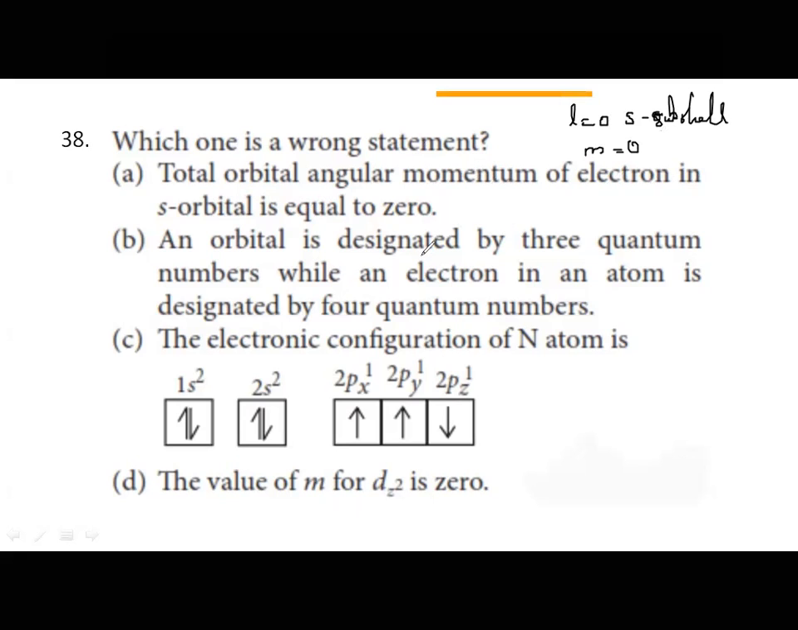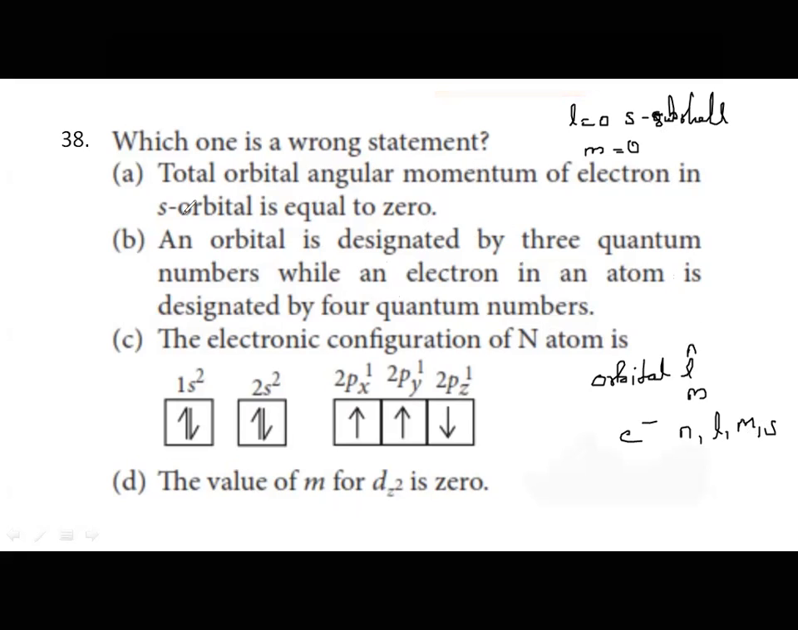That is a correct statement. Second, an orbital is designated by 3 quantum numbers, while an electron in an atom is designated by 4 quantum numbers. Yes, orbital has 3 quantum numbers, n, l and m. But electron has 4 quantum numbers, n, l, m and s. Spin quantum number also comes.